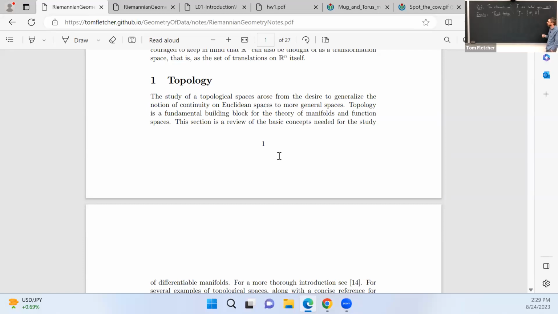Okay, so that's an easy one. And it's one we can put on any set at all. Any set at all can be given a topology, is the point. It's not a very useful topology. It's not good for very much.